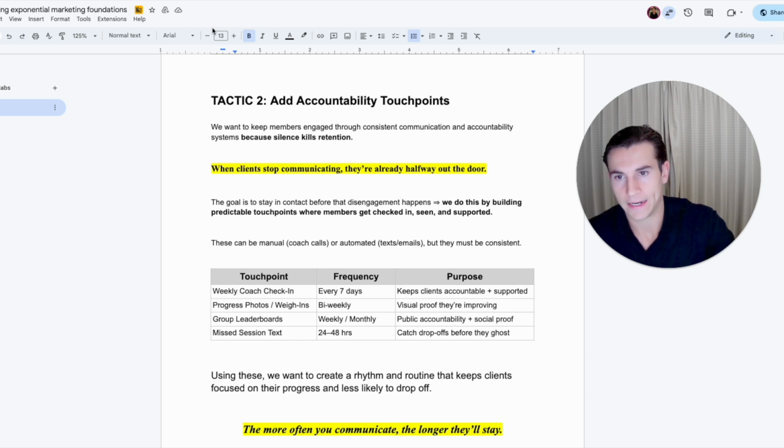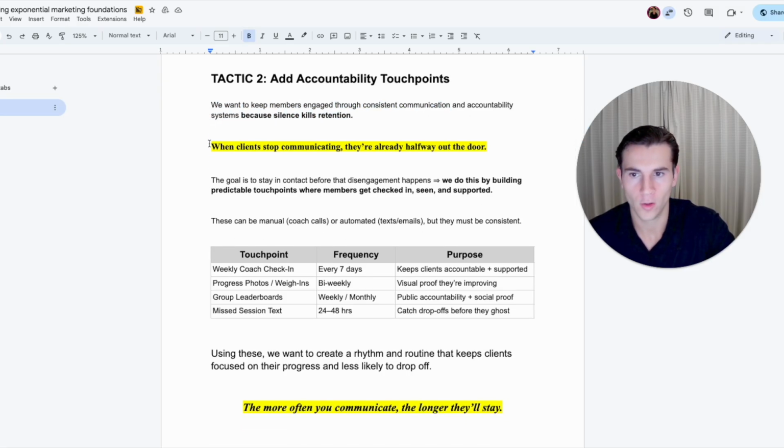Cool. And tactic number 2 is add accountability touch points. We want to keep members engaged through consistent communication and accountability systems because silence kills retention. So when clients stop communicating, they're already halfway out the door. We already know this.